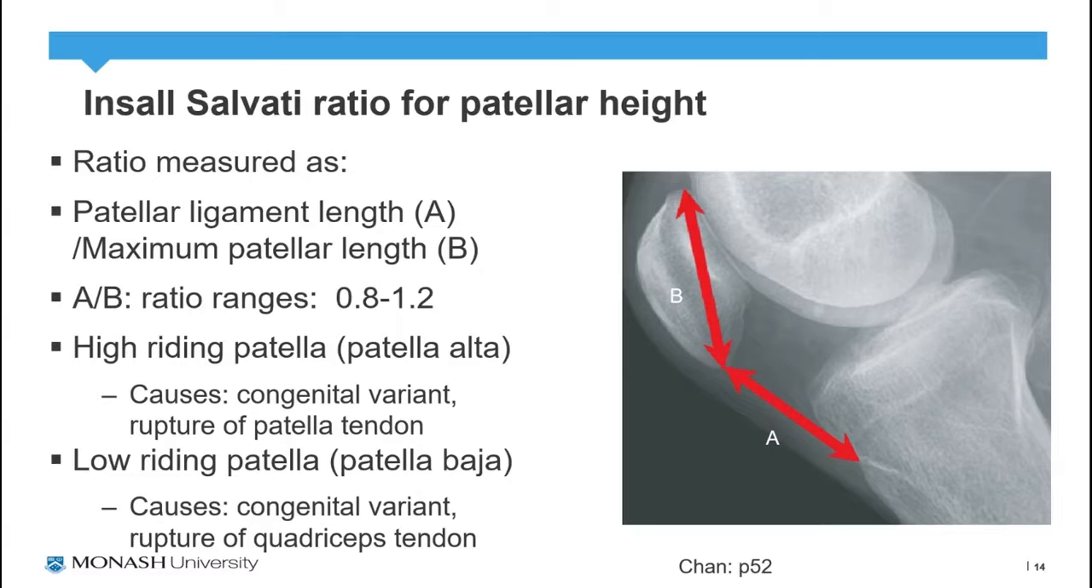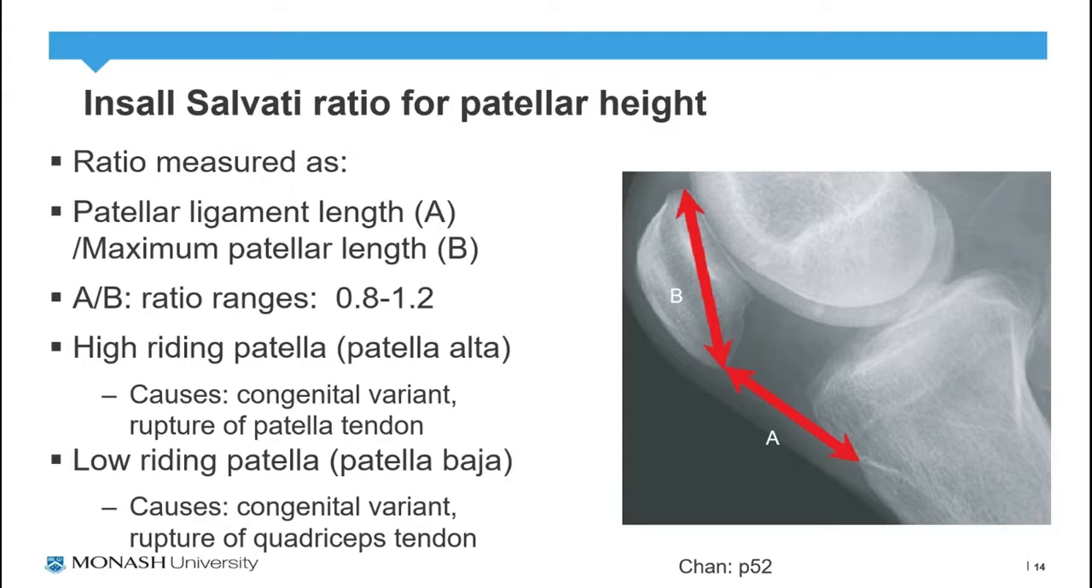The alignment can also be checked for the patella by measuring the Insall-Salvati ratio for patellar height. And this is measured by measuring the patellar ligament length, which is indicated as A on this image, and dividing that by the maximum patellar length, which is indicated as B. And the normal ratio should be between 0.8 to 1.2.